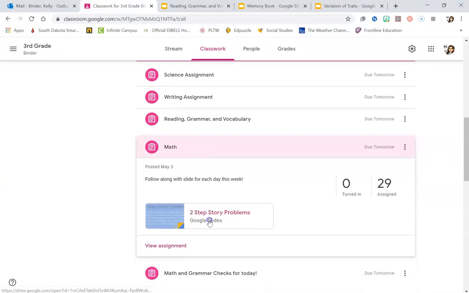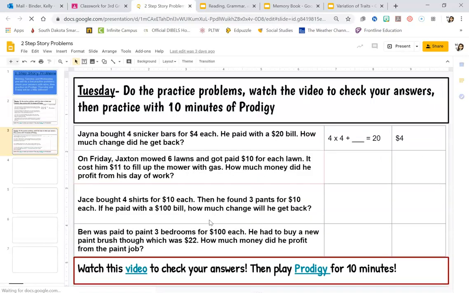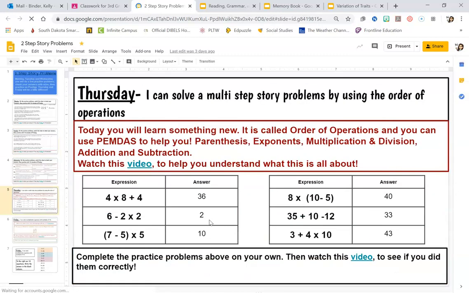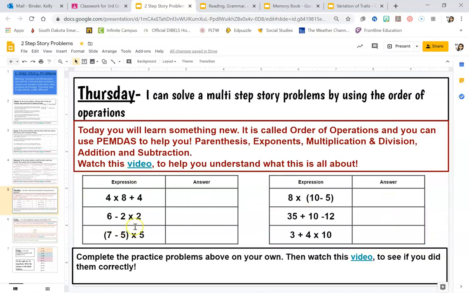Math, today is going to be a little bit different than the past few days. So the past few days you've done story problems that were multi-step. Today, these should have the answers on them. Today you're going to work on expressions, equations that aren't from a story problem. They're just multi-step. You just have to do more than one function, okay?